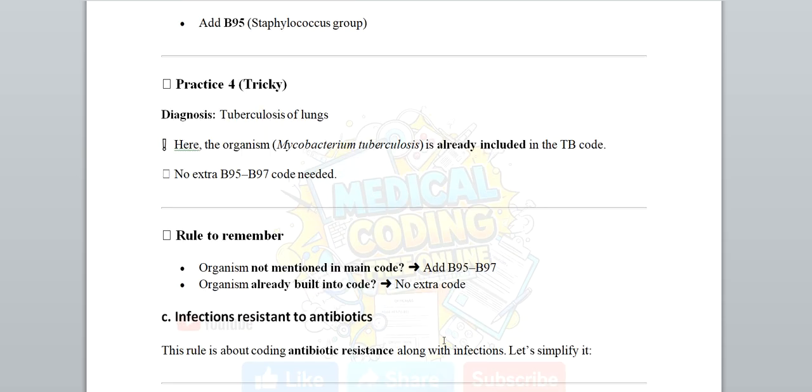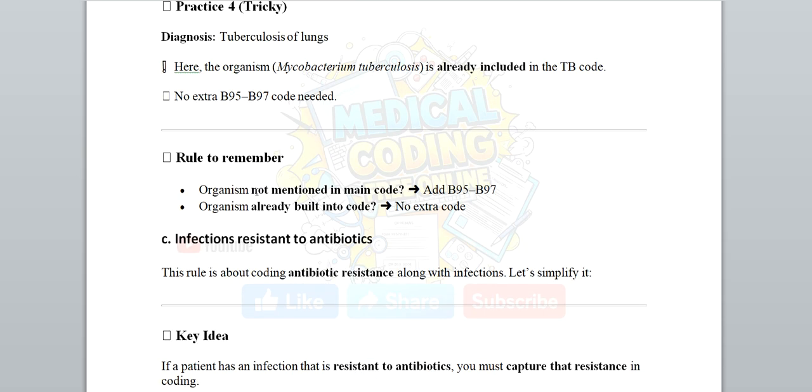Okay. Rule to remember: if the organism is not mentioned in the main code, use the B95 to B97 series. If the organism is already built into the code, no extra code.